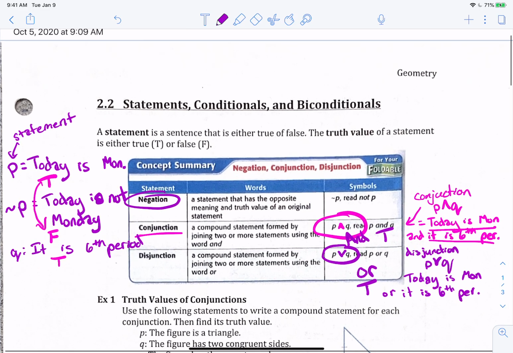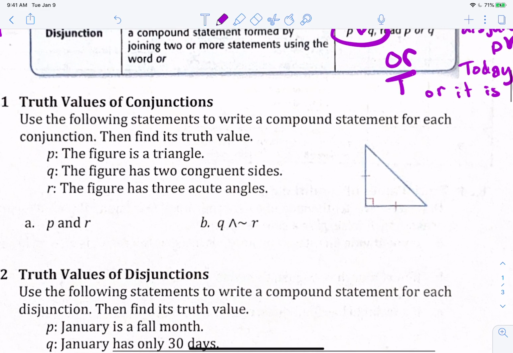Are they going to have us do the negation of a disjunction? Yes. So here it'd be like, "Today is not Monday nor sixth period." Yeah, kind of. That's pretty simple.